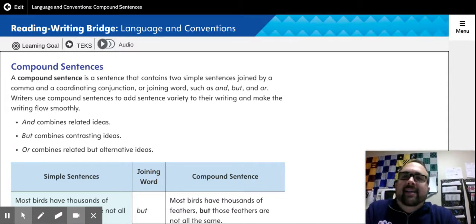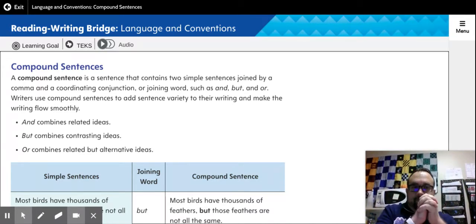A compound sentence is a sentence that contains two simple sentences joined by a comma and a coordinating conjunction or joining word such as and, but, or. Writers use compound sentences to add sentence variety to their writing and make the writing flow smoothly.